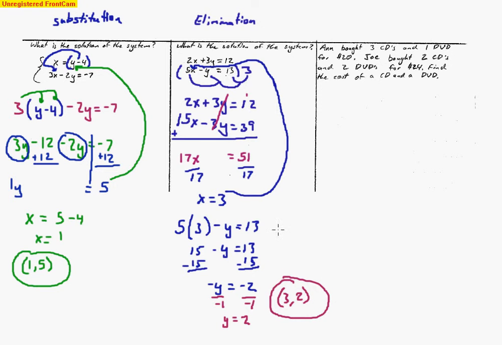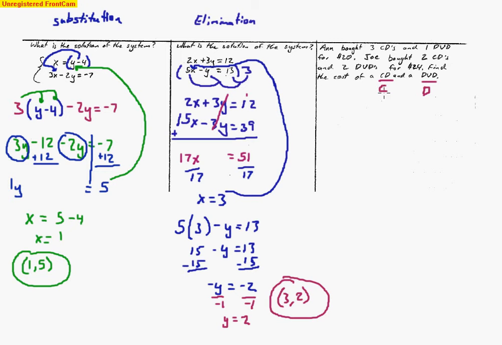Well, the next problem is a system as well. We can write a system for this because we'll end up with 2 unknowns. Let's read what it says. Ann bought 3 CDs and 1 DVD for $20. Joe bought 2 CDs and 2 DVDs for $24. Find the cost of a CD and a DVD. Well, I don't know. Those are the questions. So those are 2 unknowns. So they want to find 2 things.